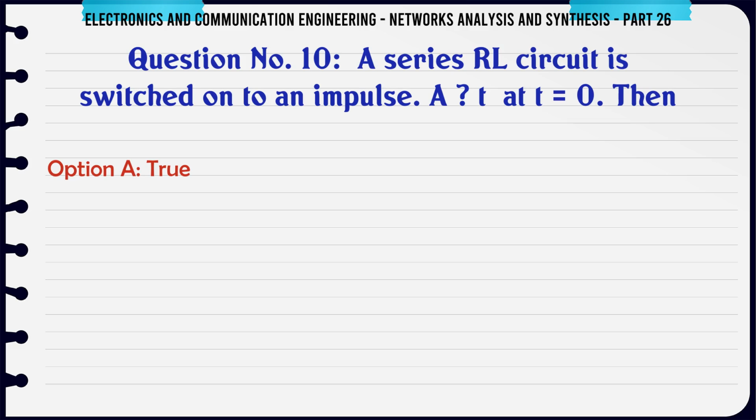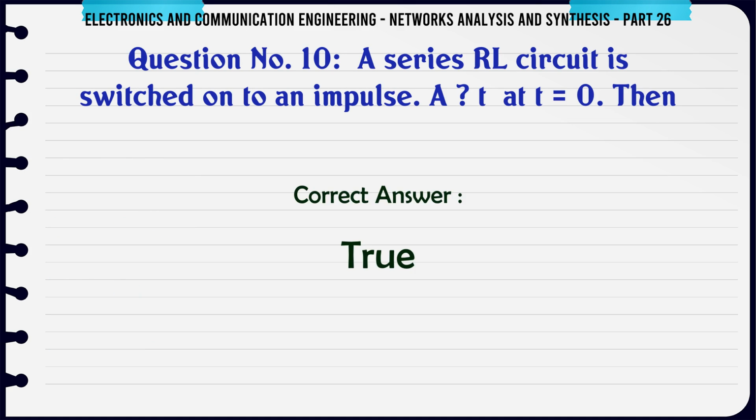A series RL circuit is switched on to an impulse at t equals 0. Then A, true; B, false. The correct answer is true.